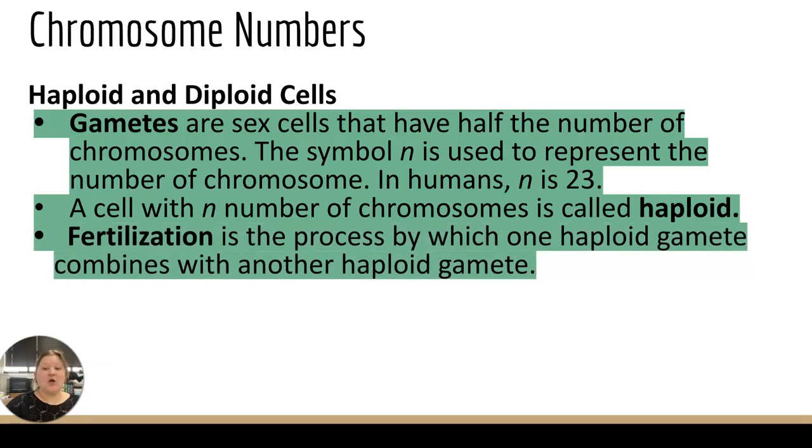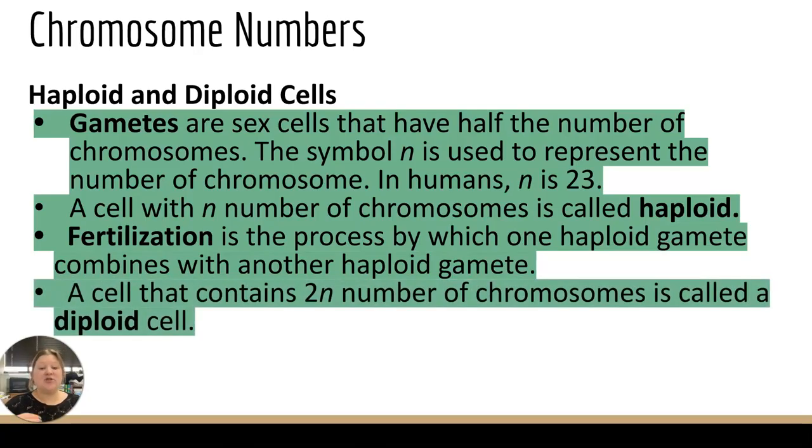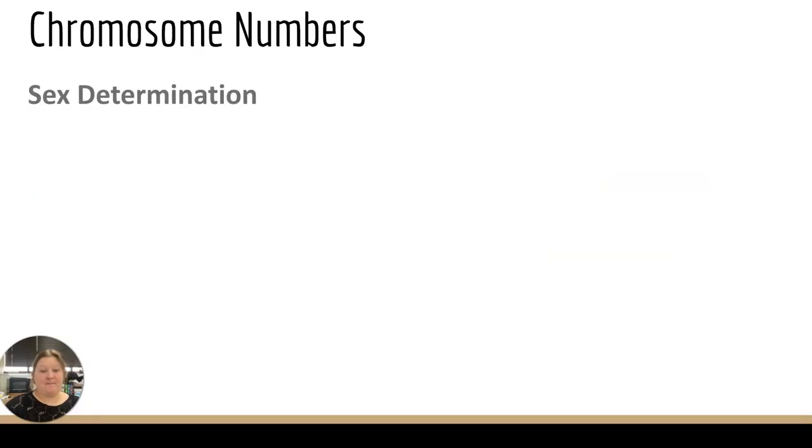Fertilization then happens where one haploid gamete combines with another haploid gamete, and they combine to form a diploid cell. So a cell that contains 2n number of chromosomes is called a diploid cell. We had 2 haploid cells that only had half of the set. They combined with fertilization to then create a diploid cell that has the pairs for each one.